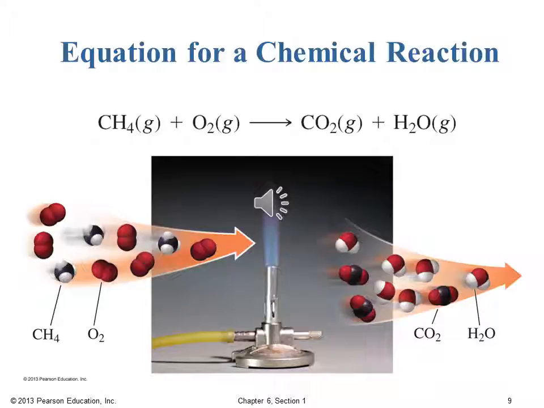And here we see another example of an equation for a chemical reaction. This time we're looking at methane gas combining with oxygen gas to form carbon dioxide gas and water vapor. Of course, water's a liquid at room temperature and pressure, but at the temperature inside that flame that's produced by the methane and the oxygen combining, we're at a higher temperature, high enough to have our water occur as a gas rather than a liquid.